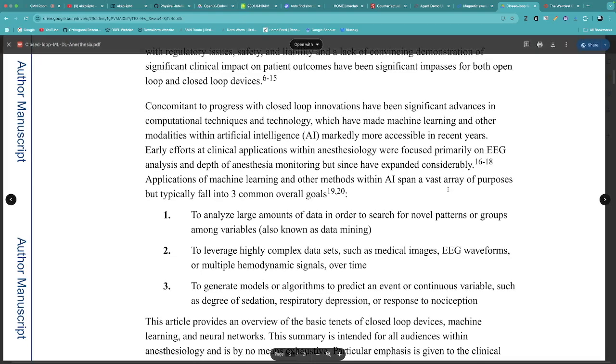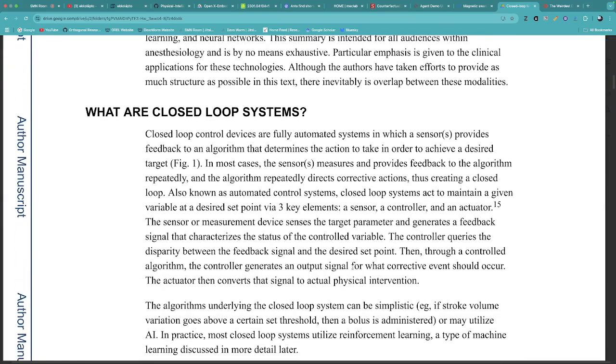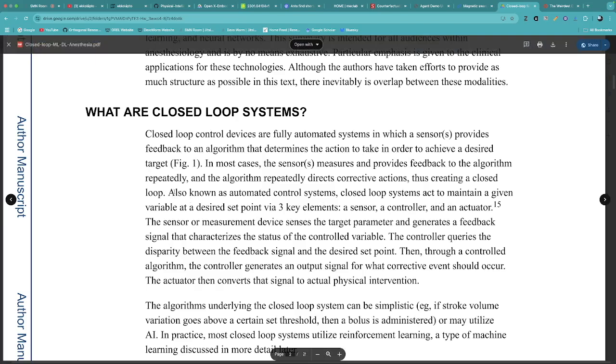And they kind of get into a lot about closed loop systems and their definition here, where they define closed loop systems as acting to maintain a given variable at a desired set point by three key elements: a sensor, a controller, and an actuator. So of course, we think about in cybernetics, we think about this more broadly, and we don't make the distinction between an automated system or an artificial system, and if you're interacting with something like a physiological system, how those two things are related.